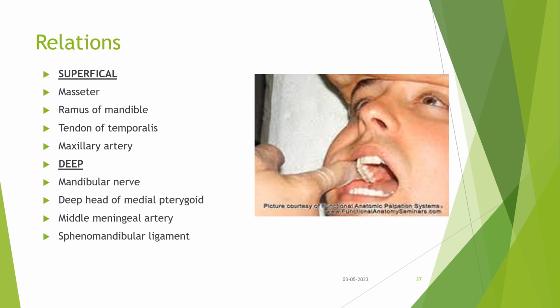This muscle can be palpated with the help of forefinger or little finger placed over the buccal area of the maxillary third molar region and exerting a pressure in the posterior, superior and medial direction behind the maxillary tuberosity. Superficially, the muscle is related to masseter, ramus of mandible, tendon of temporalis, maxillary artery, and deep structures are mandibular nerve, deep head of medial pterygoid, middle meningeal artery, sphenomandibular ligament.